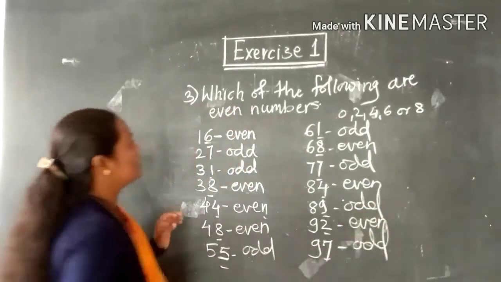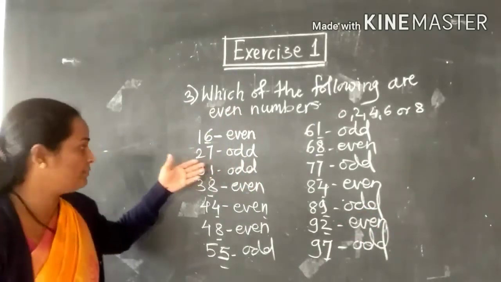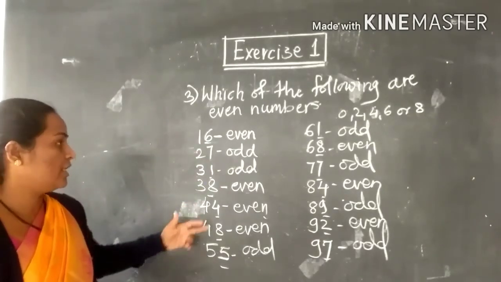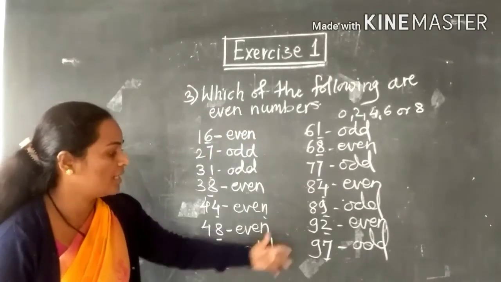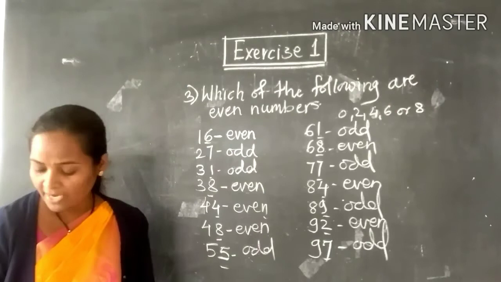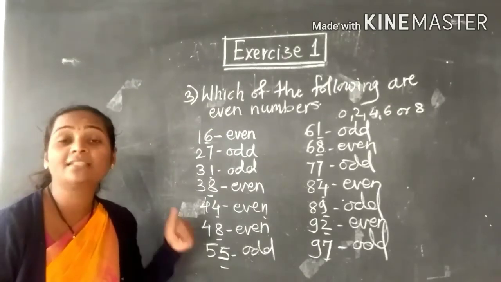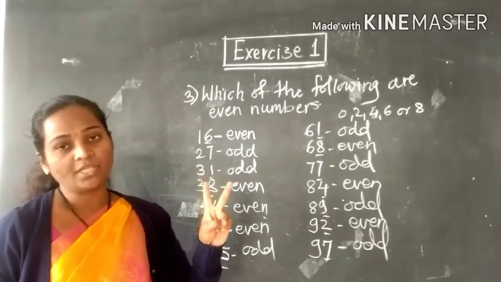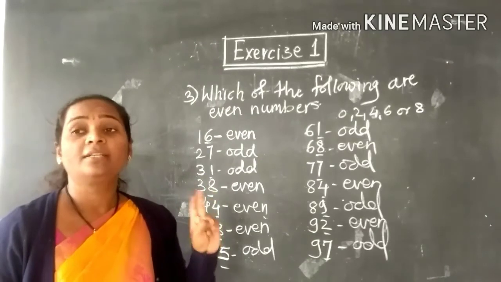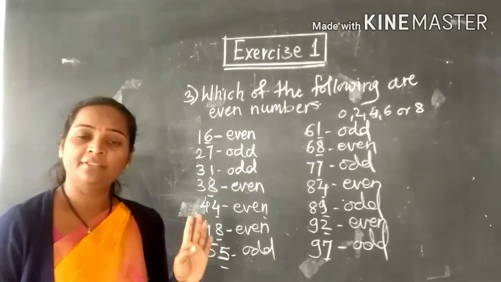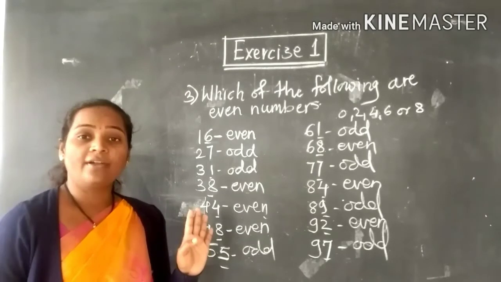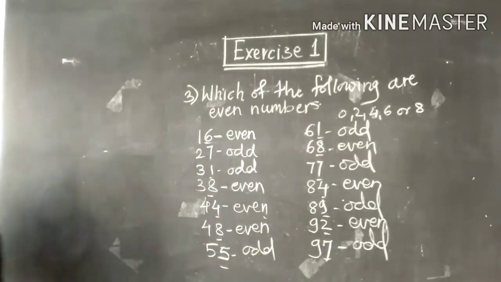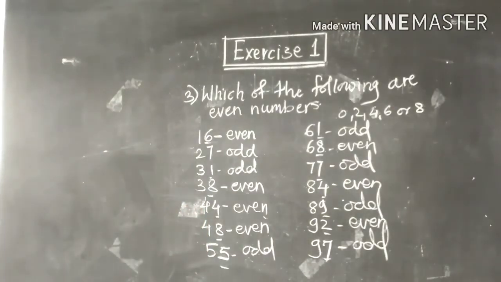What is your question here? Which of the following are the even numbers? We will write the answer here: 16, 38, 44, 48, 68, 84, 92 are the even numbers. By looking also we can say that these are even numbers because they are multiples of 2. And numbers which are not multiples of 2 are not even numbers, they are the odd numbers, which is very simple to keep in your mind. We will take the next question, that is question number 4.